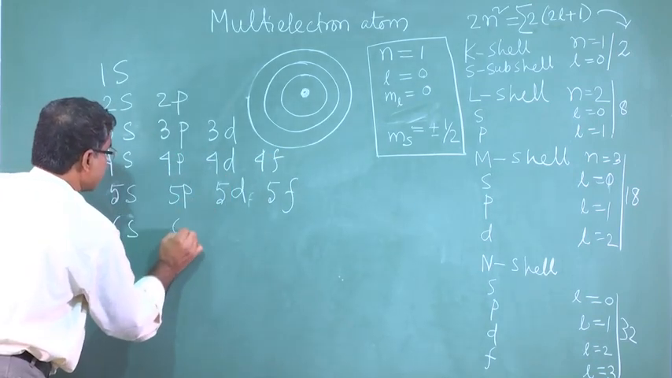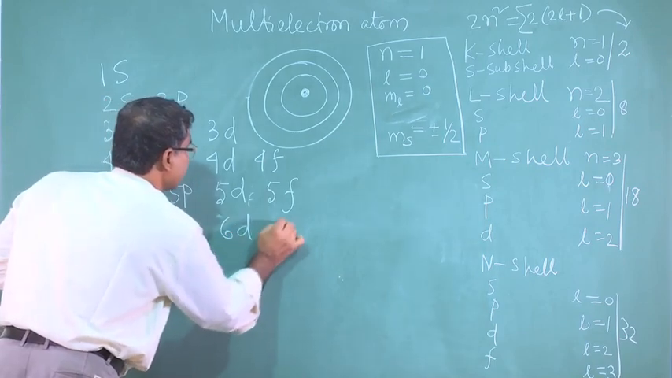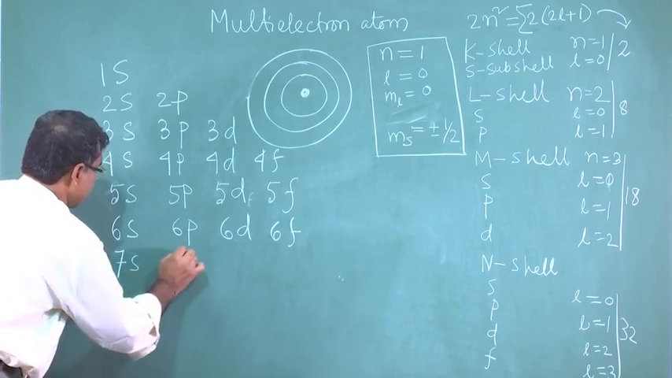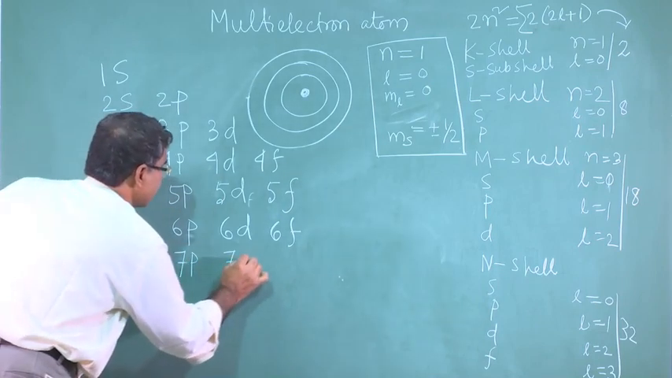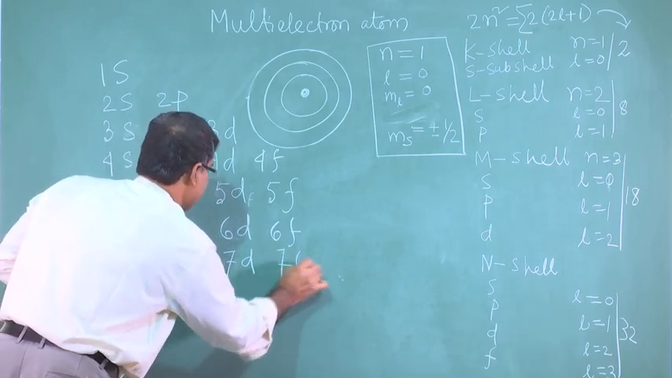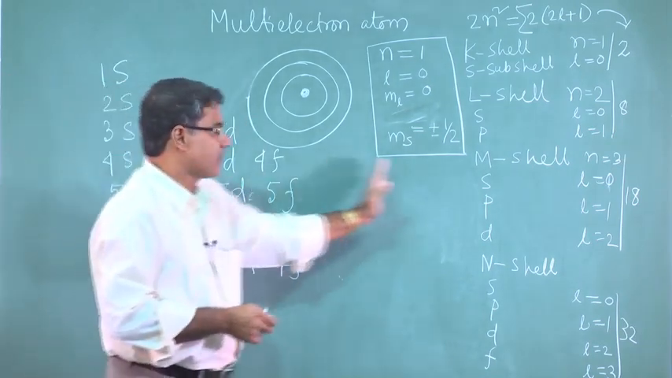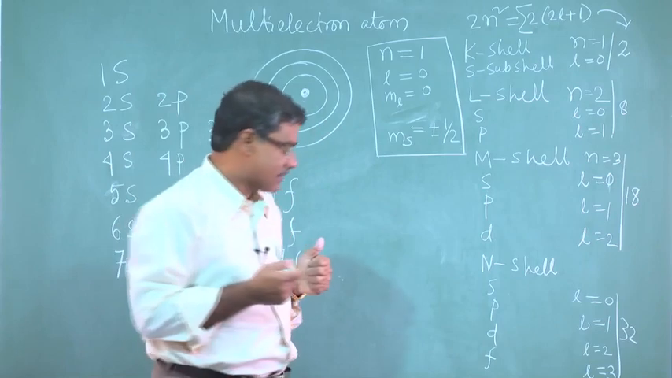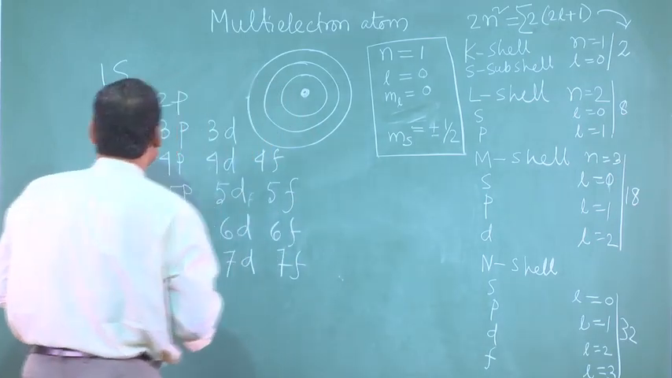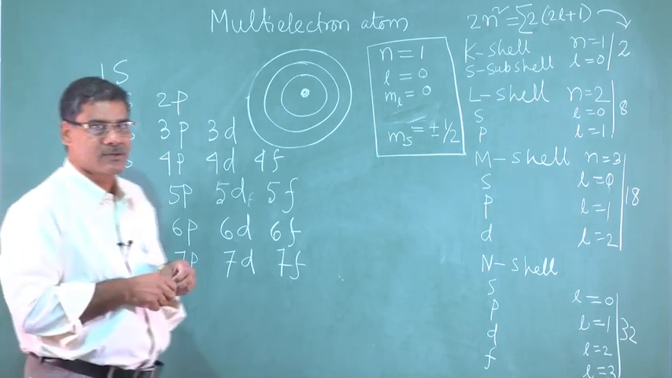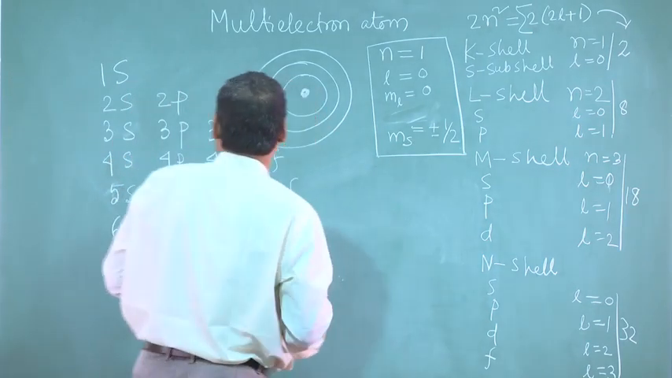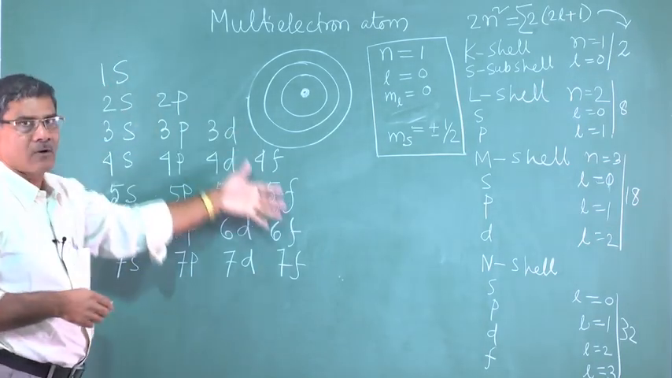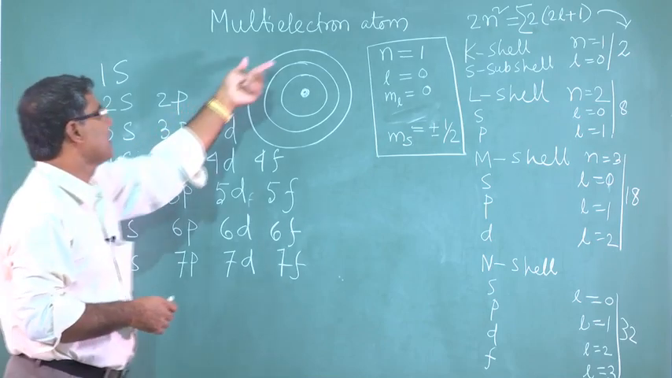Similarly, 6s, 6p, 6d, 6f, then 7s, 7p, 7d, 7f, etc. We are not going to g, h, i, because we do not need that many shells, subshells or orbitals to put electrons in, in case of whatever available known atoms there are. So, these are the available orbitals. I can put an electron at any place.